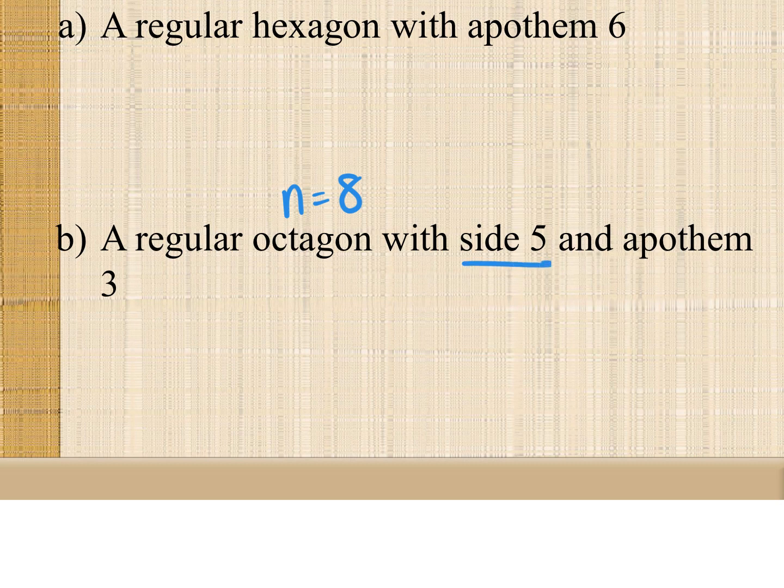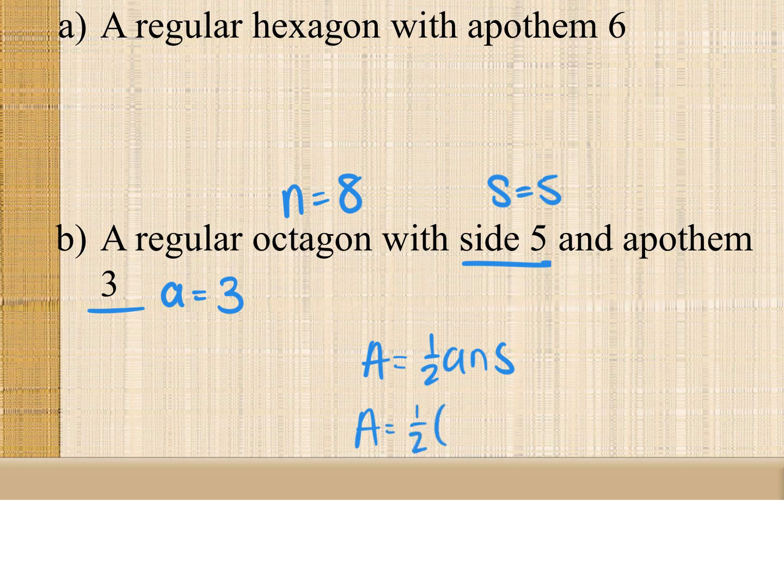With a side of 5, what variable is now 5? S is equal to 5 because S is the side length. And an apothem of 3. What variable is now 3? Lowercase a equals 3. Remember your formula. We're going to write it down every time. Area equals 1/2 A and S. Do I have enough information to plug in every single value? Do I have A? Little a? Do I have little n? Do I have little s? Plug them in. So area is going to be 1/2 times the apothem, which is 3, times the number of sides, which is 8, times the side length, which is 5.